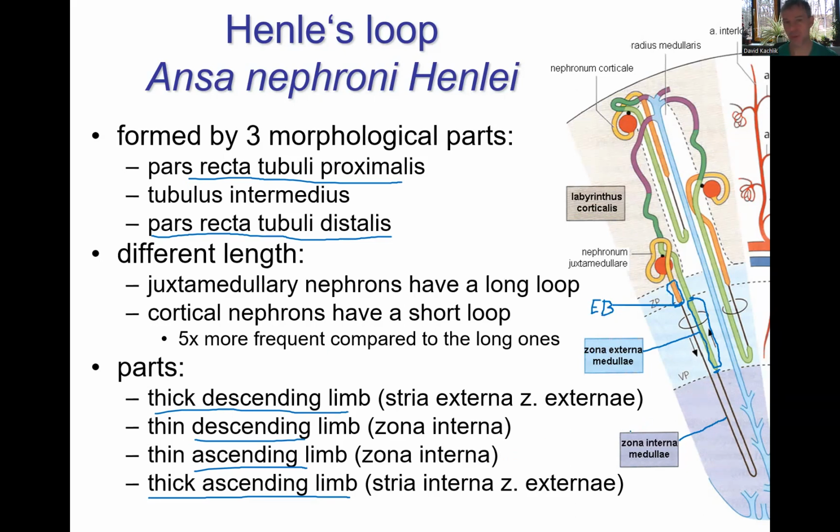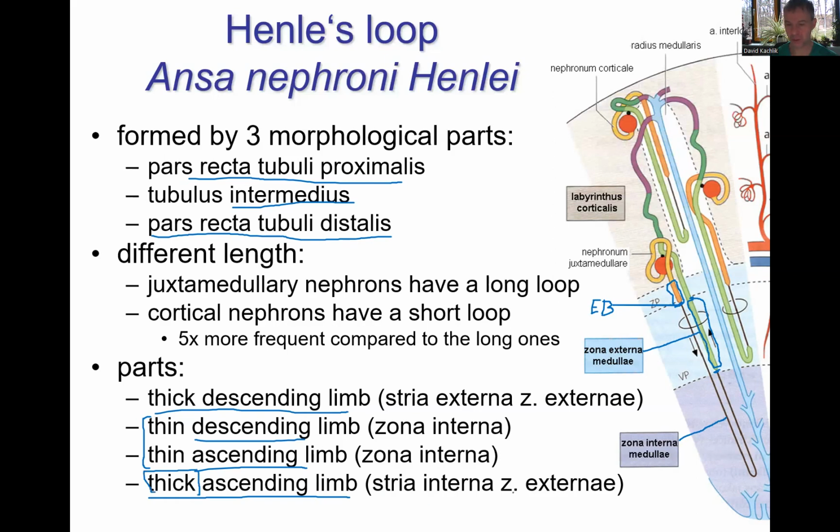So again, just to review, the loop of Henle, or ansa nephroni, is composed of three morphological parts. The intermediate tubule, the whole one, forming the thin ascending and thin descending limb, which we find in the internal zone of the medulla. Then it's composed of straight parts of both proximal and distal tubule, which form the thick limbs. And the distal one forms the ascending thick limb.